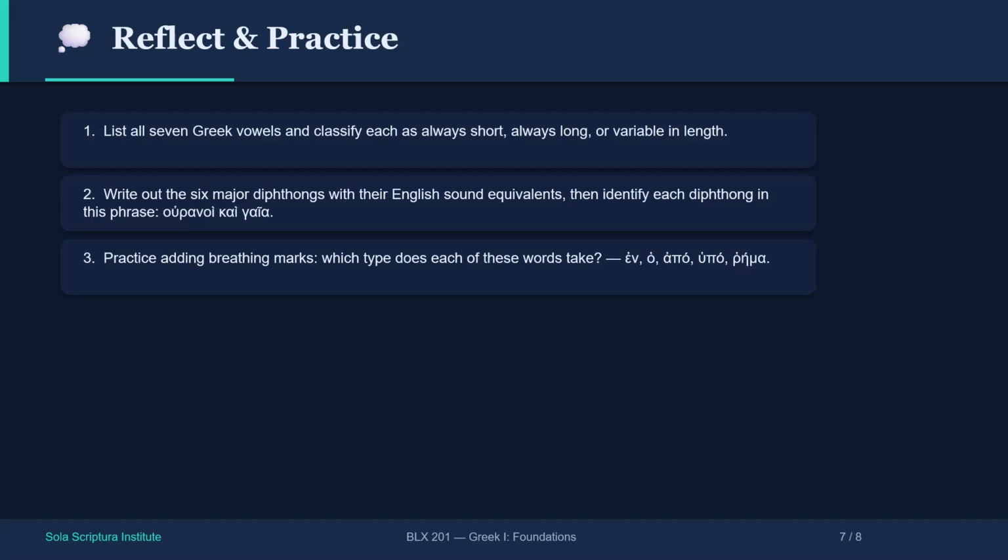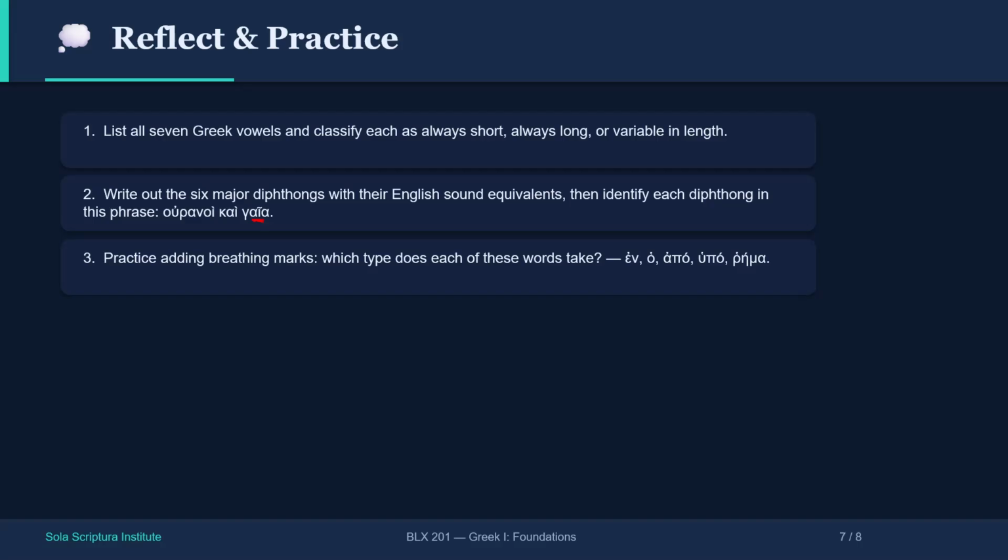Then identify each diphthong in this phrase. So, for instance, if I give you this phrase, uranoi kai gaia. Can you pick out all the diphthongs in this phrase? I could start by giving you a clue. Here is a diphthong, iota alpha. No, that's not a diphthong. But here is a diphthong, alpha iota. There you go, right? So you could pick out the diphthongs in that phrase. Uranoi kai gaia.